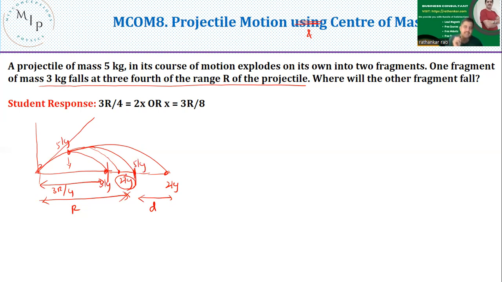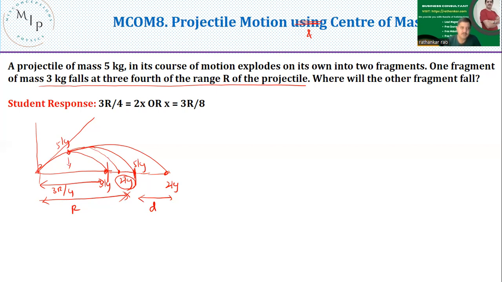I hope you are understanding the problem. Let me repeat it once again. I have a mass of 5 kg, which is a projectile. Let us say it's an atom bomb. While it is going upwards, this bomb explodes into two parts. One of these parts falls over here, which is 3/4 of the range. Where does the other part fall? That's the simple question here. So towards it, we need to find a solution. Now, how do we find it? Once again, center of mass.